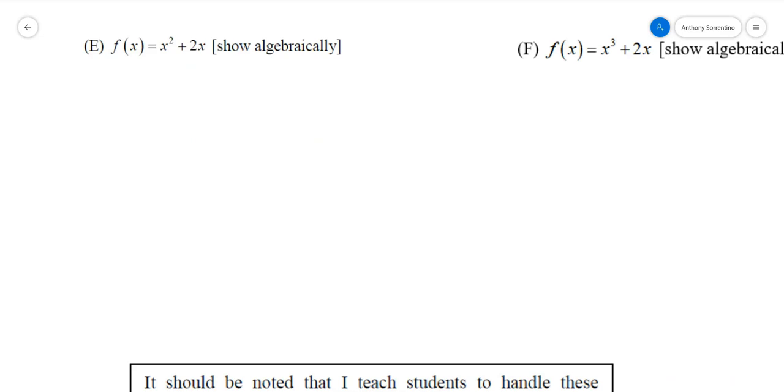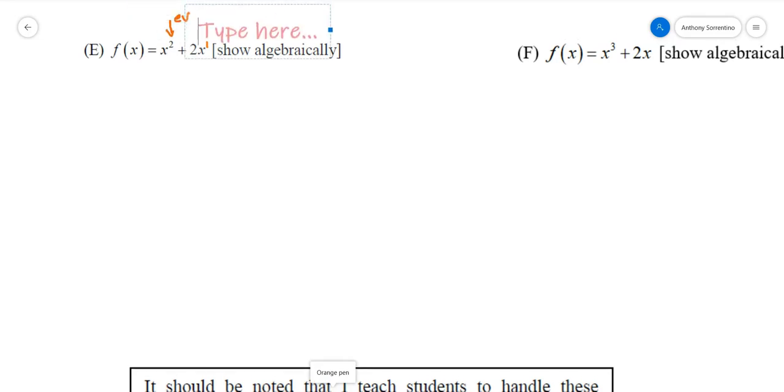Now, as I look at part E, this f of x, I can think of this as being x squared plus 2x to the first power. I have an even exponent and I have an odd exponent.